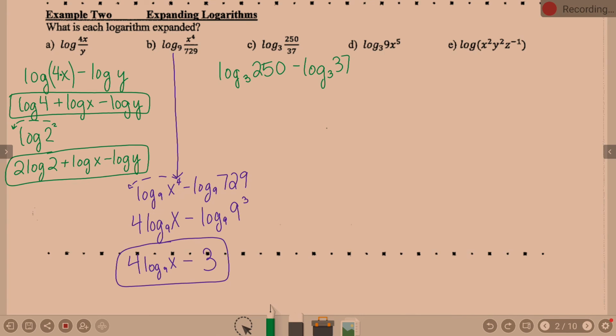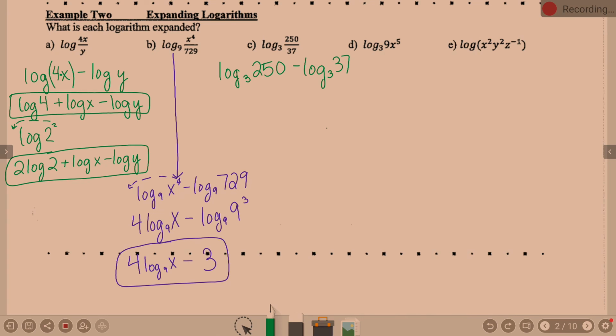Now, we're just working with numbers here, so it really comes down to whether there are any powers we can do anything with. It would be so much better if that was a 27, wouldn't it? But 37 is what I would call a prime number, which means the only way you can multiply to get 37 is 1 and 37. So there's not going to be a thing I can do with 37. Now, 250. Is it a power of 3? No.